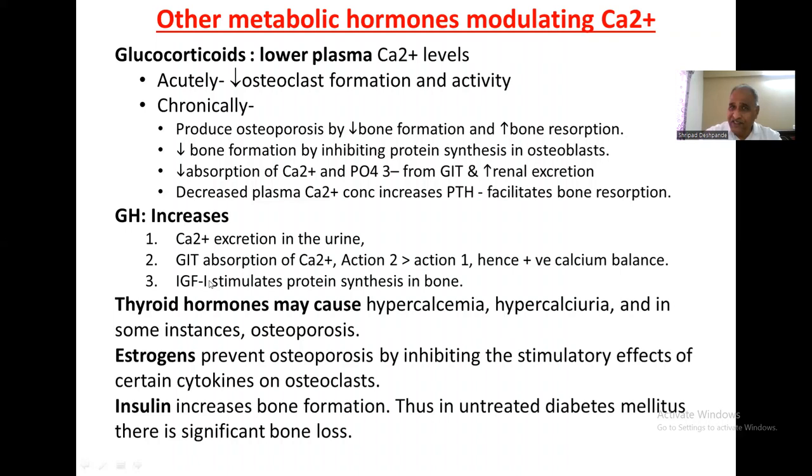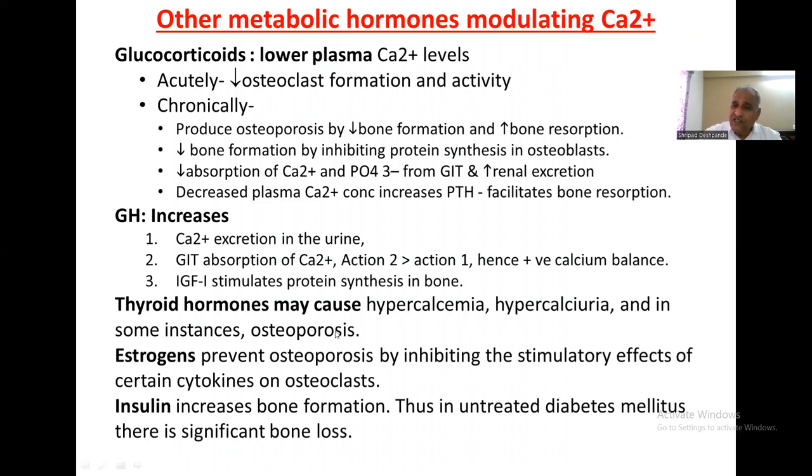Thyroid hormones may cause hypercalcemia, hypercalciuria, and in some instances, osteoporosis. Hypercalciuria means eliminating calcium, and eliminating calcium produces osteoporosis.